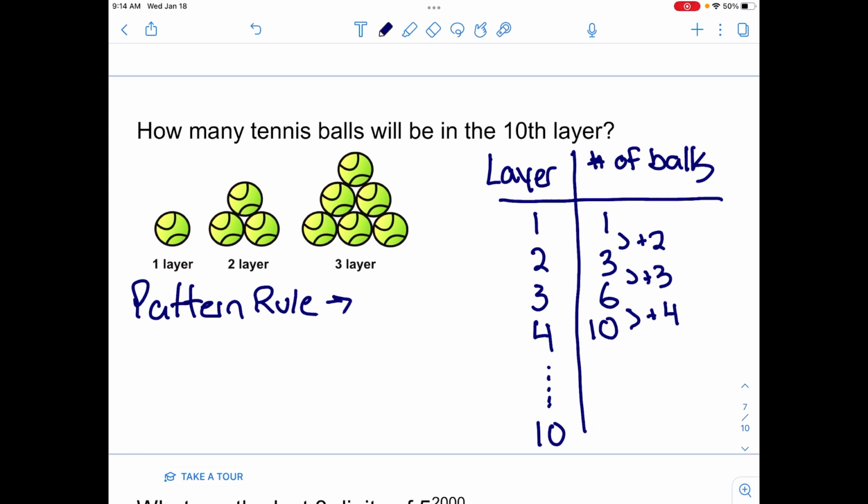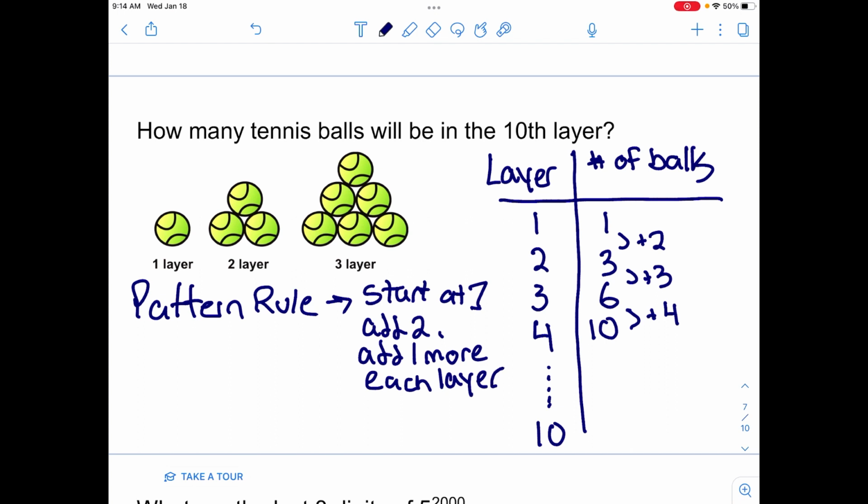And this rule is, we know, okay, we're starting with 1 ball. So we're starting at 1. It's a terrible 1. And then we add 2. But then each layer we're adding 1 more. So add 1 more each layer. All right, that is our pattern rule, and we could extend our pattern that way. All right, let's try that. Let's do it the long way.